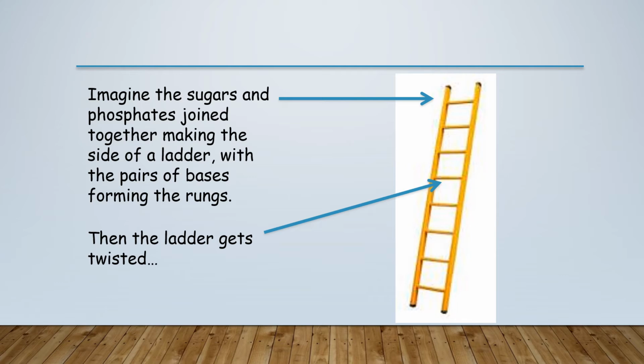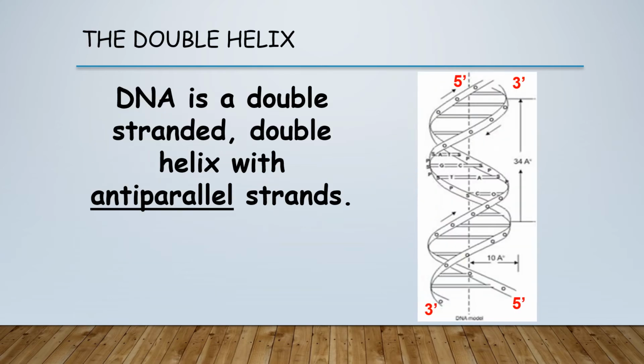However, again, as we know from previous lessons, the ladder gets twisted. That then forms a double helix. So DNA is a double-stranded double helix with antiparallel strands. So that's a bit of a combination there for you with existing information and new information. The antiparallel particularly being the new information for this year. So that's just adding an extra layer then of information to what you previously know about the double helix.